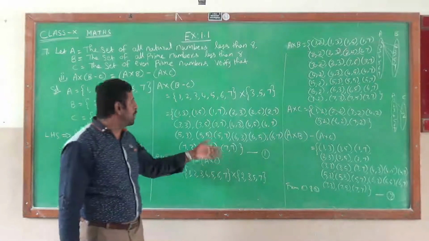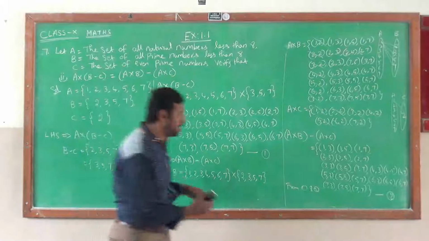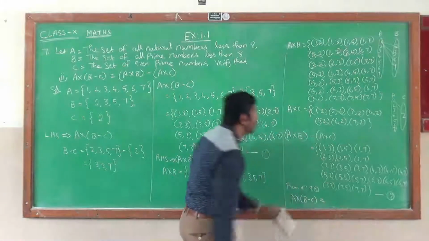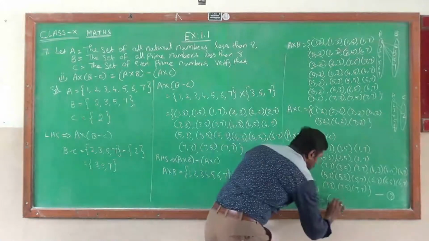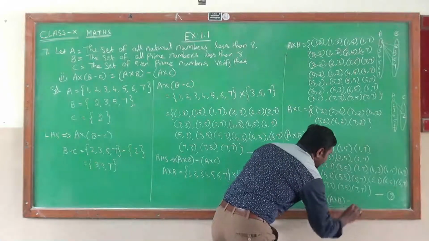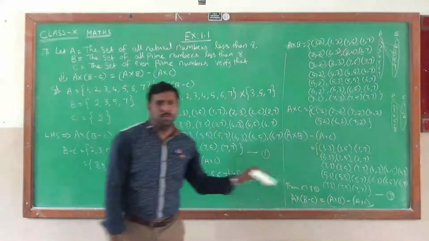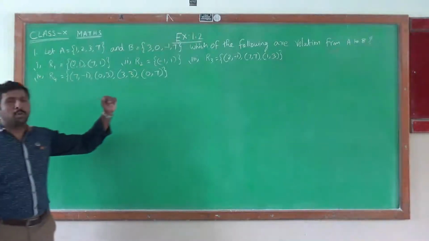The LHS equals the RHS. The LHS side is A cross of B minus C, which is equal to the RHS side, A cross B minus A cross C. Hence the proof.